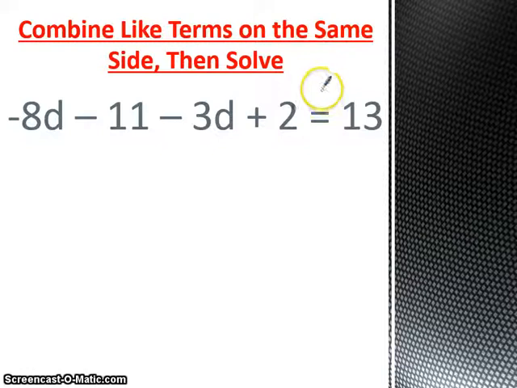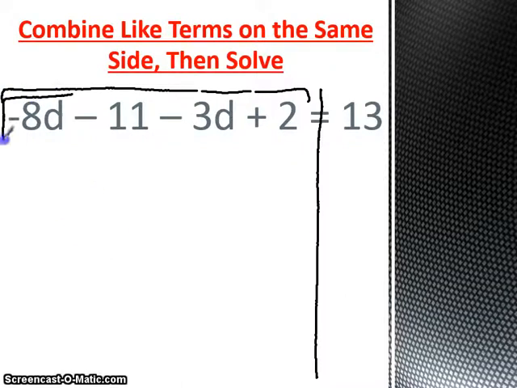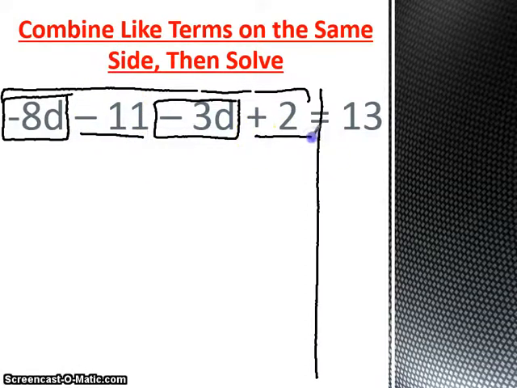Let's look at another example. Draw a line down through our equals so we can see this algebraic side of the equation has two pairs of like terms. We have negative 8d and negative 3d. They are like terms because they both have the same variable and the variable has the same exponent. And we also have constants of negative 11 and positive 2.